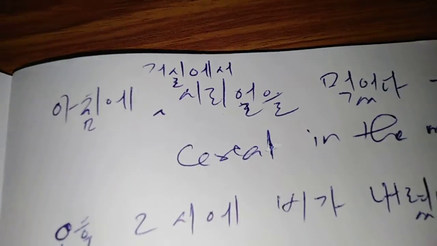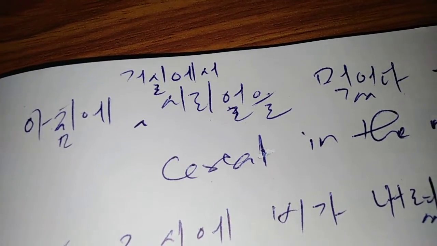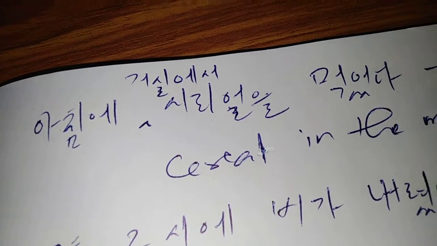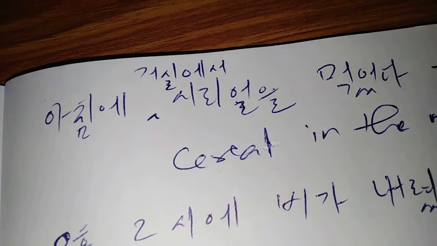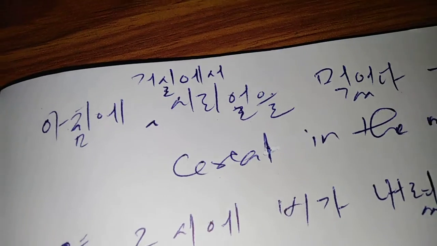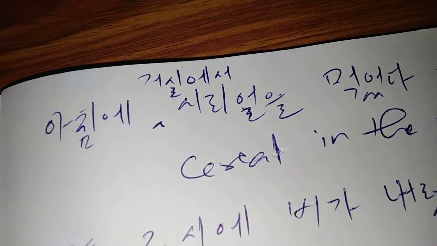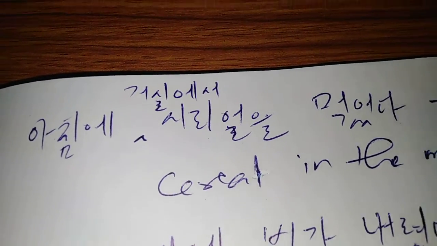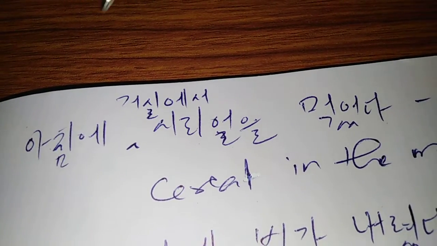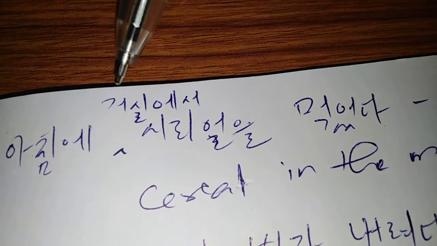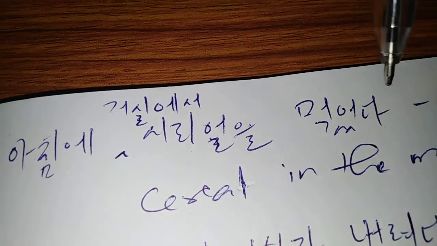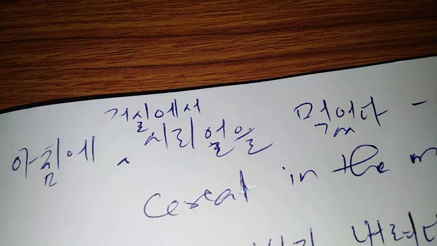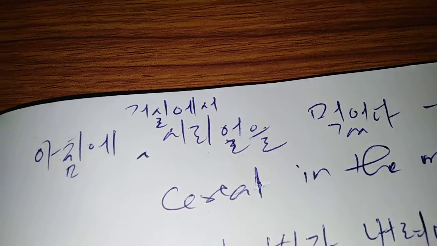The next one is 아침에 거실에서 시리얼을 먹었다. 아침 means morning. 시리얼 is the same as cereal in English, the same cereal that you eat. 먹었다, ate. So suppose we are saying places also here. So you say 아침에 거실에서 시리얼을 먹었다. That's how you would say.